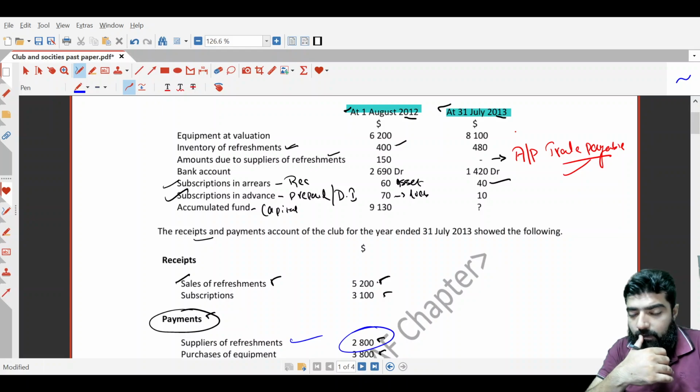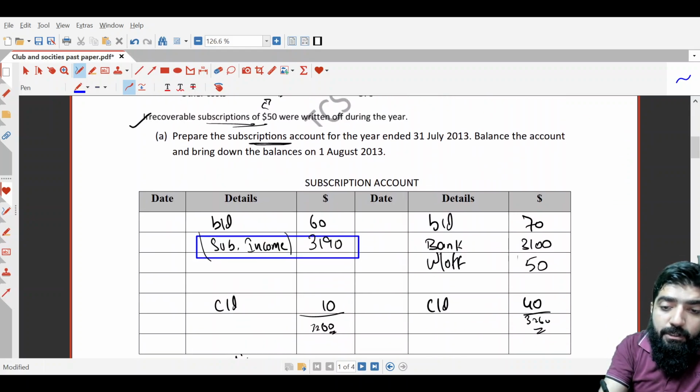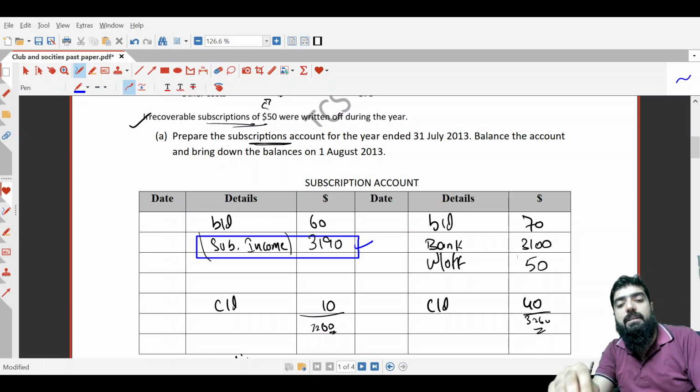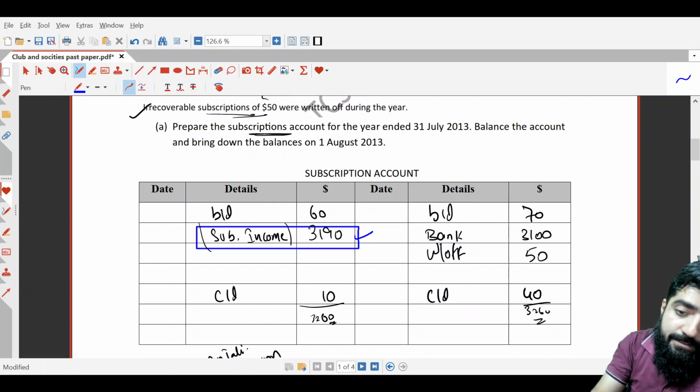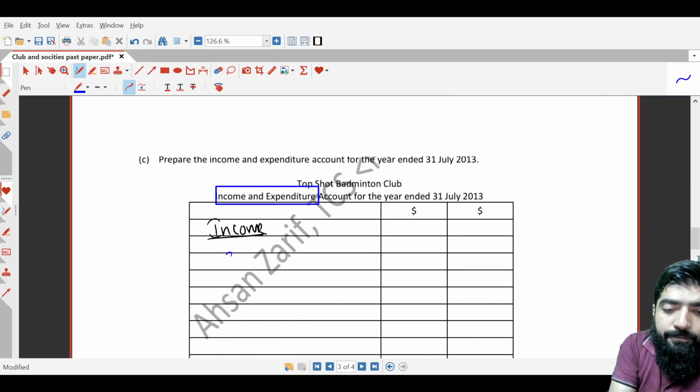Okay, yeah. So there's receipts. We got subscription as income. You remember the subscription income that we have already calculated, which is 3190, right? So we are going to add subscription income. Any other income that we are going to include?